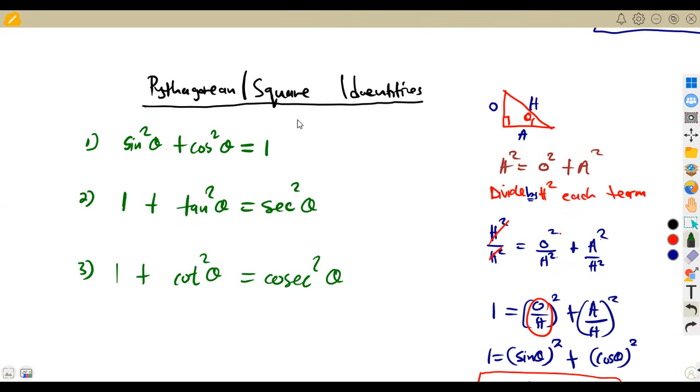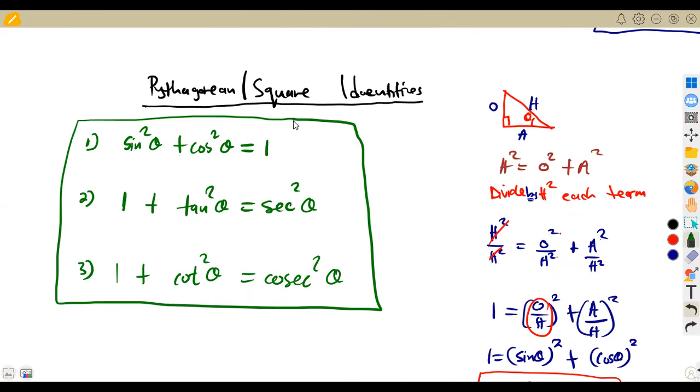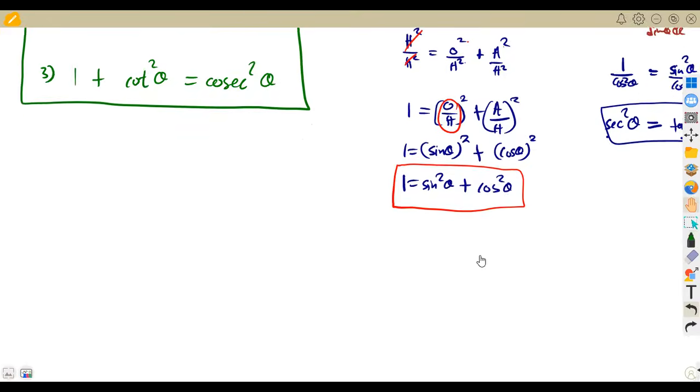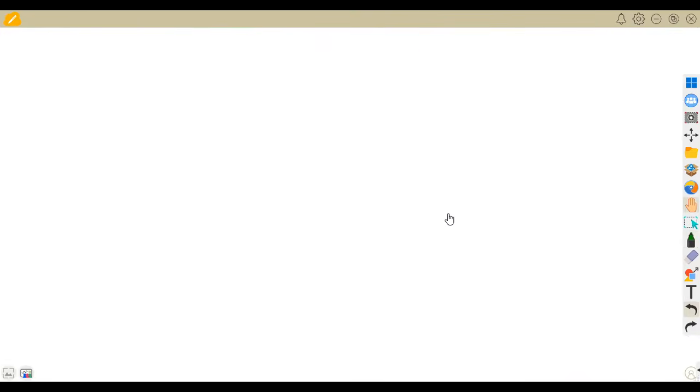So these are the Pythagorean identities, or the square identities, which we are going to need in our syllabus. You'll be given them in your formula sheet, so what you need is to know how to use them later on. But here I want you to see where they were taken from and how you're going to apply them.